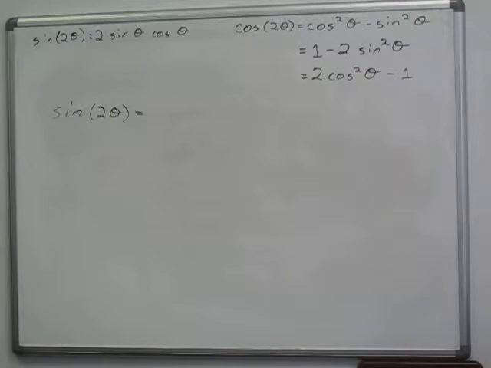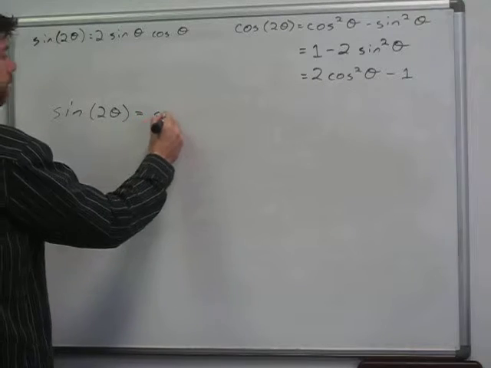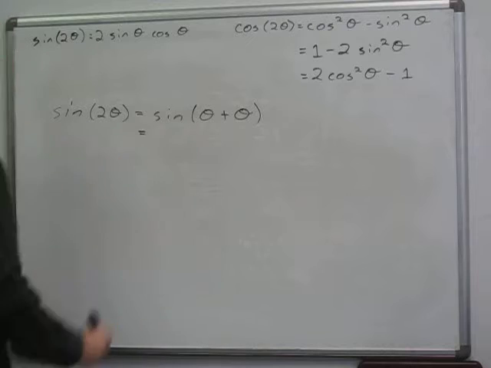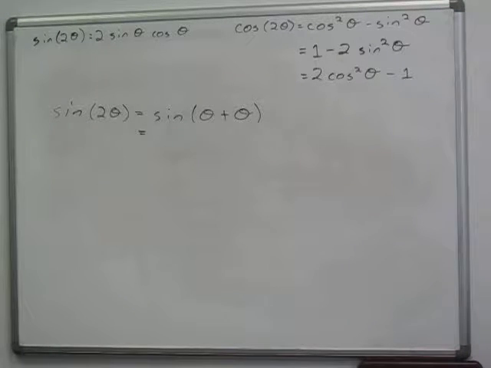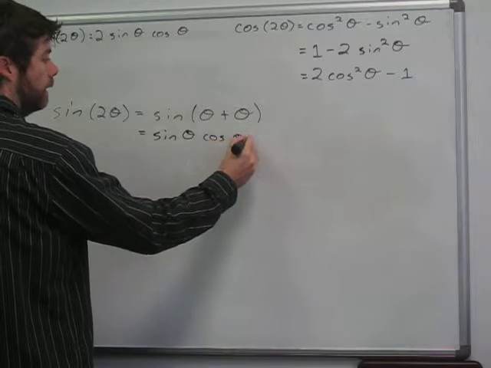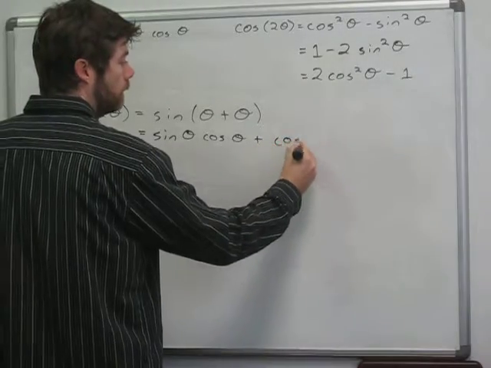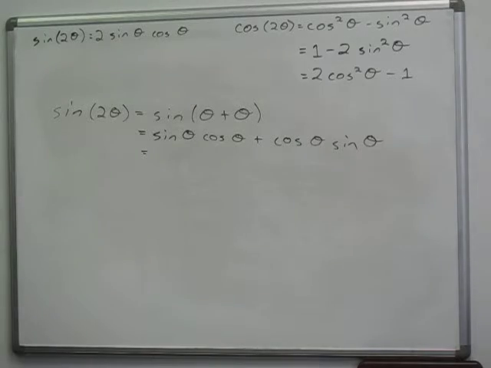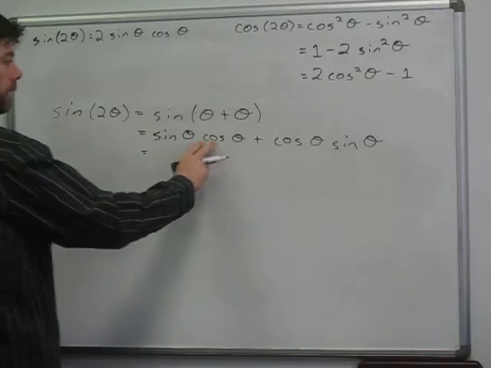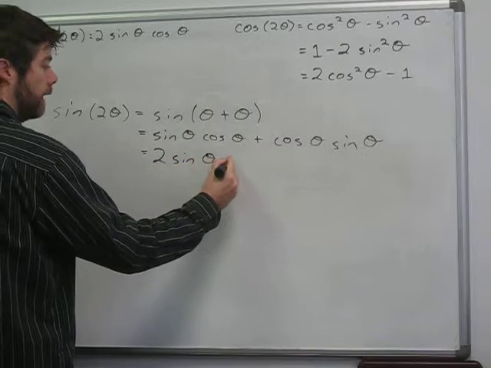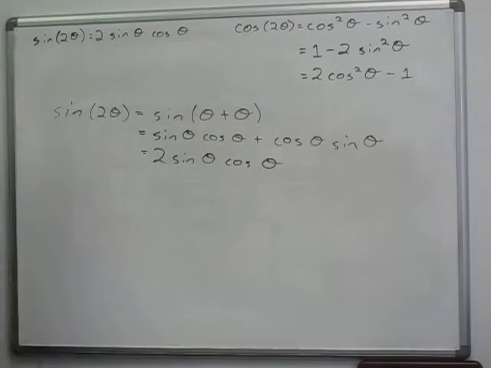The sine of 2 theta I can just think of as the sine of theta plus theta. And this allows me to use the angle sum formula for the sine. That's going to be sine theta cosine theta plus cosine theta sine theta. And multiplication is commutative, so these two terms are in fact the same. We have 2 sine theta cosine theta.